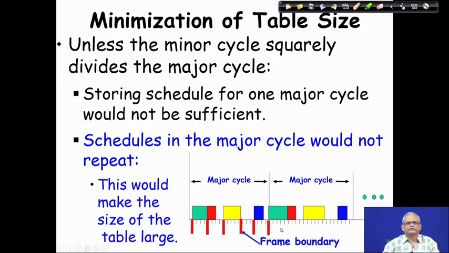then we have to store the schedule table for many major cycles. And from this consideration, we get the condition that the frame size should divide the major cycle, it should be a factor of the major cycle, and that gives us only a few discrete choices to select the frame size.